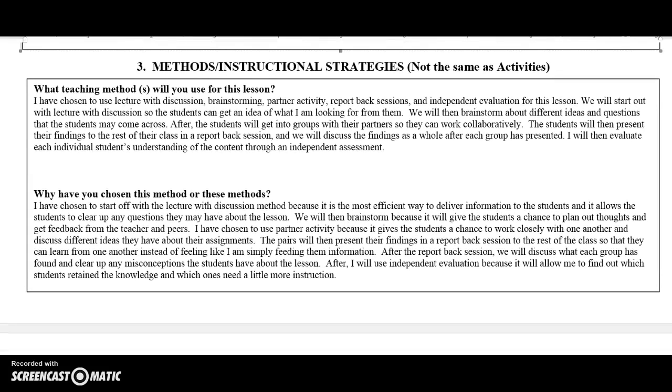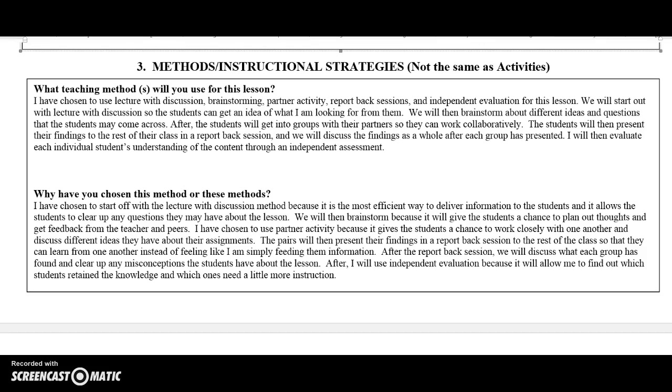Number 3, methods and instructional strategies. What teaching methods will I use for this lesson? I've chosen to use lecture with discussion, brainstorming, partner activity, report back sessions, and independent evaluation for this lesson. We will start out with lecture with discussion so that the students can get an idea of what I'm looking for from them. We will then brainstorm about different ideas and questions that the students might come across.